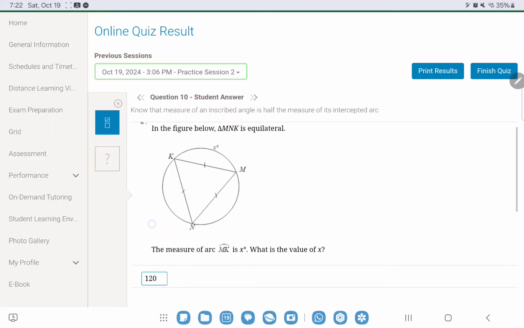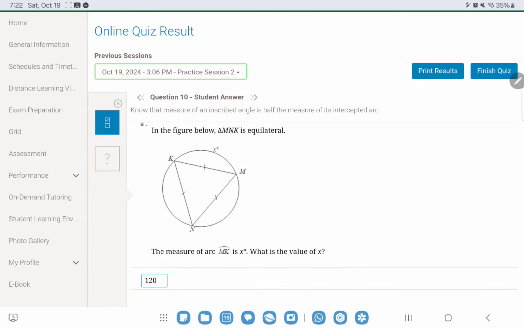Okay, so here you have an arc, MK is x. What's the value of x? So we know that this is an equilateral triangle, and in equilateral triangles, all the sides are equal and all the angles are equal to 60. So if this angle is 60, then this is 2 times 60, so this is 120. Easy. Let's see if there's another part.